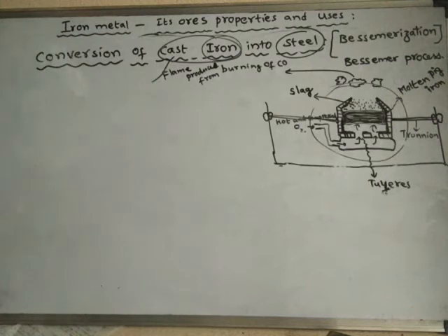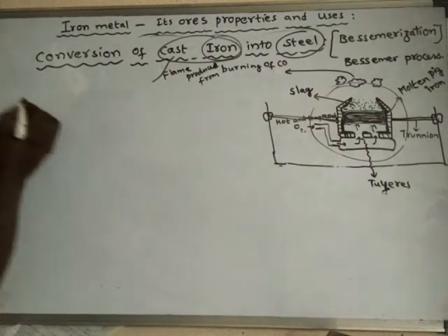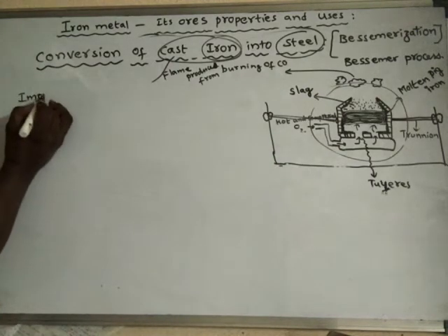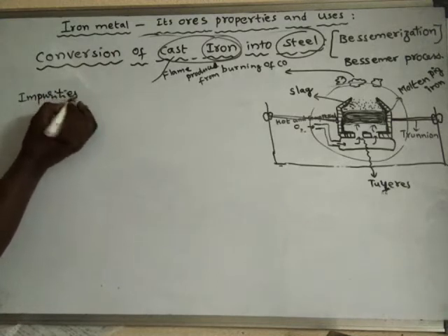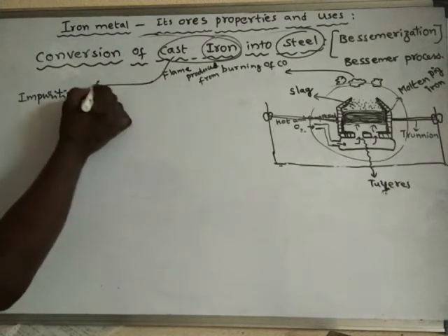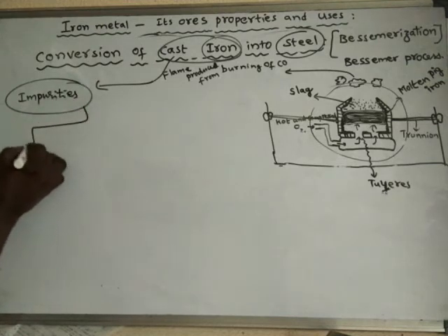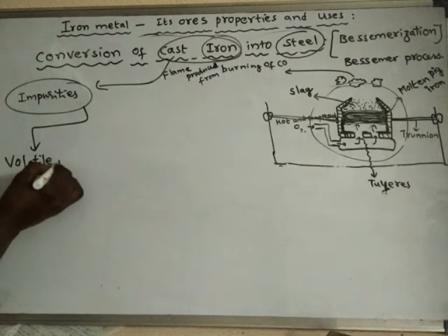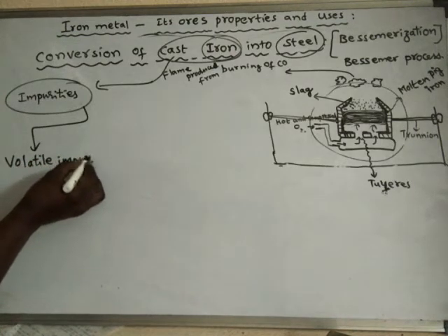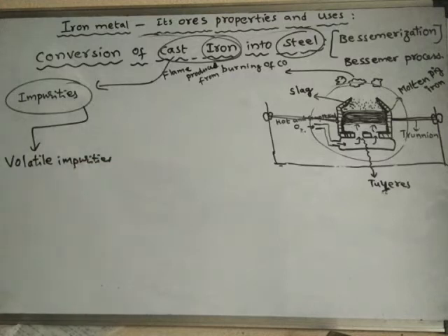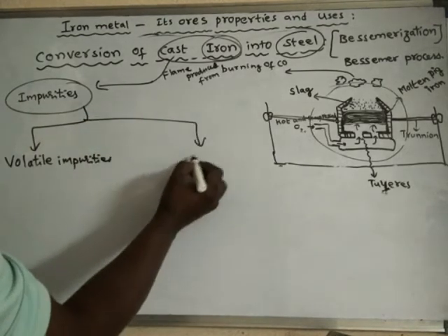Okay. So these impurities in the cast iron can be classified into two types: volatile impurities and non-volatile impurities.